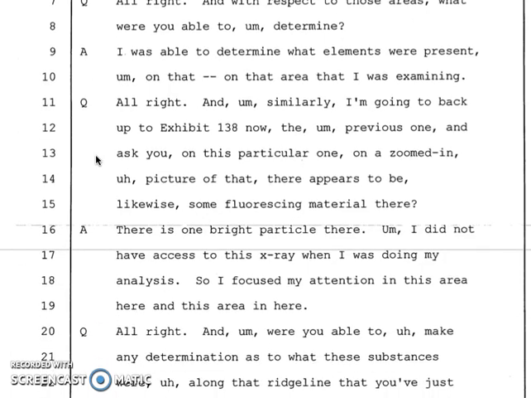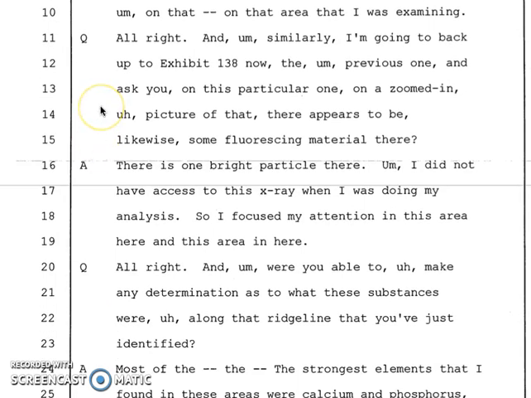All right, and similarly, I'm going to back up to Exhibit 138 now, the previous one, and ask you, on this particular one, on a zoomed-in picture of that, there appears to be likewise some fluorescing material there.